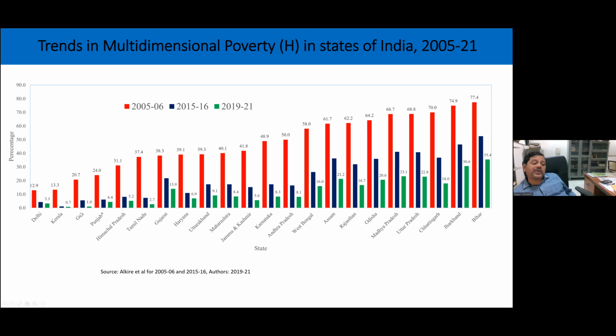And then what is happening on the left side of the panel? The left side is basically the more urbanized and more developed states of India. States like Kerala, Delhi, Goa and Punjab are relatively much better. For example, Kerala was almost 13% in 2005-06, and it has remained at less than 1% in both of the latter two periods.